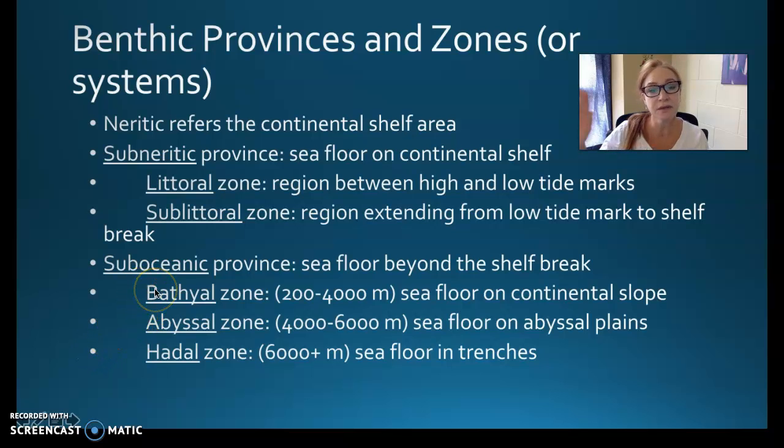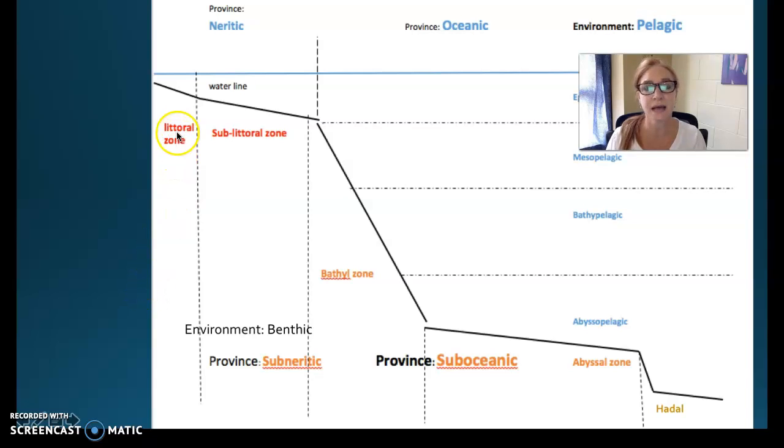The bathal zone, that's the continental slope. Abyssal zone, that's the sea floor out on the abyssal plain. And then we have hadal zone, that's what we call the sea floor down in the trenches. So make sure that you fill all these in on the note guide that I will link as a Google Doc. This is what that looks like.